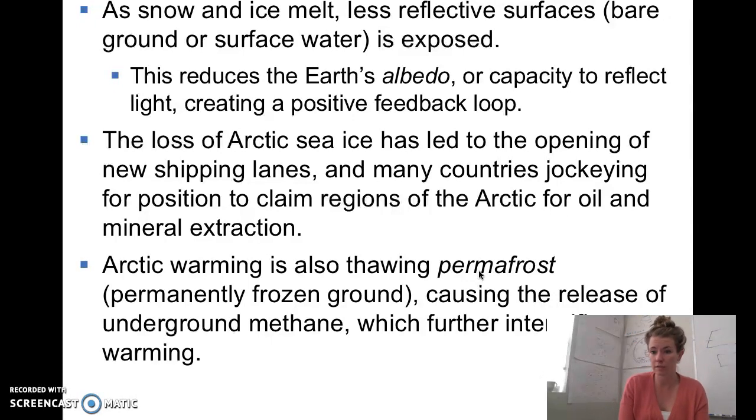And then also there's Arctic warming, and that is, again, North Pole, thawing permafrost, and permafrost is permanently frozen ground. And so that causes the release of underground methane. So the ground is frozen, so any gases that are in there are also frozen, and there's methane down there. And as it thaws, the methane is released to the atmosphere, which then further intensifies warming because methane is a powerful greenhouse gas. And so it creates another positive feedback loop. As more methane is released, the Earth warms more, which means that more permafrost is melted.